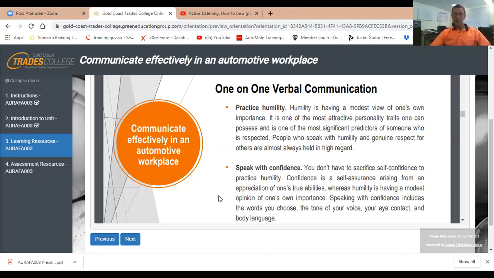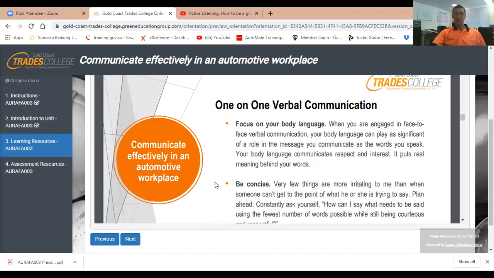Also, speak with confidence. You don't have to sacrifice self-confidence to practice humility. So they can go hand in hand, confidence and humility. Confidence is self-assurance arising from an appreciation of one's true abilities, whereas humility is having a modest opinion of one's own importance. So speaking with confidence includes the words you choose, tone of your voice, eye contact, and also body language. So speak with confidence.